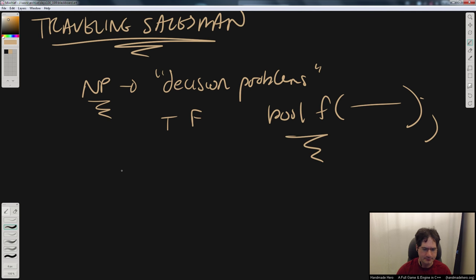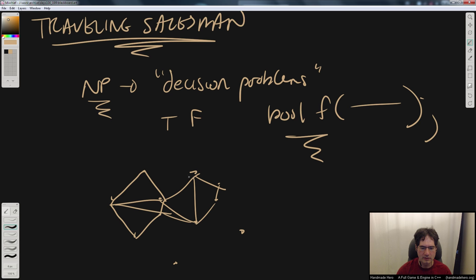If I've got some network of things here, basically a series of nodes, like so, and I want to visit all the nodes, I want to know the shortest route I could take that would visit all the nodes at least once. Each node has to get hit. What's the shortest path that would do that?